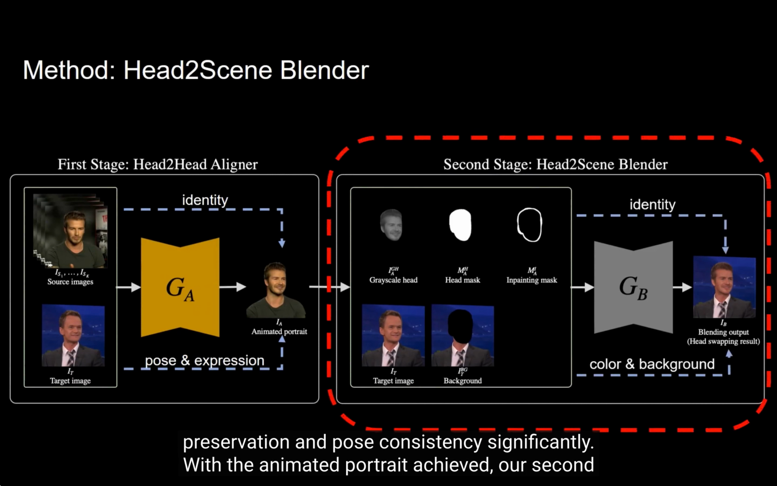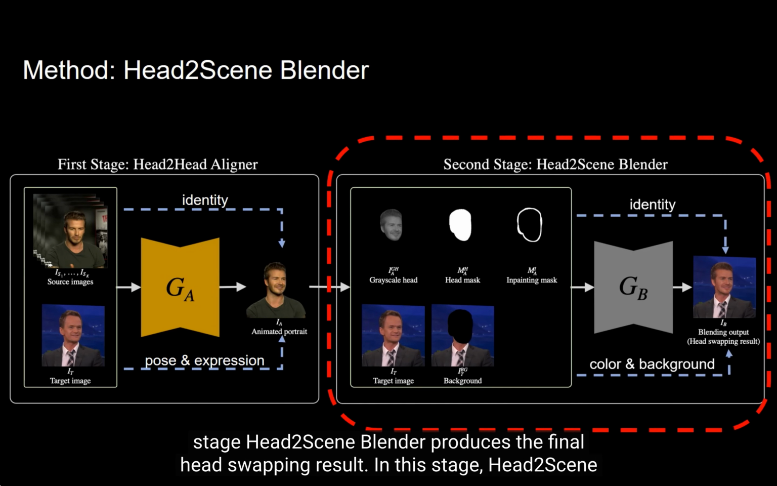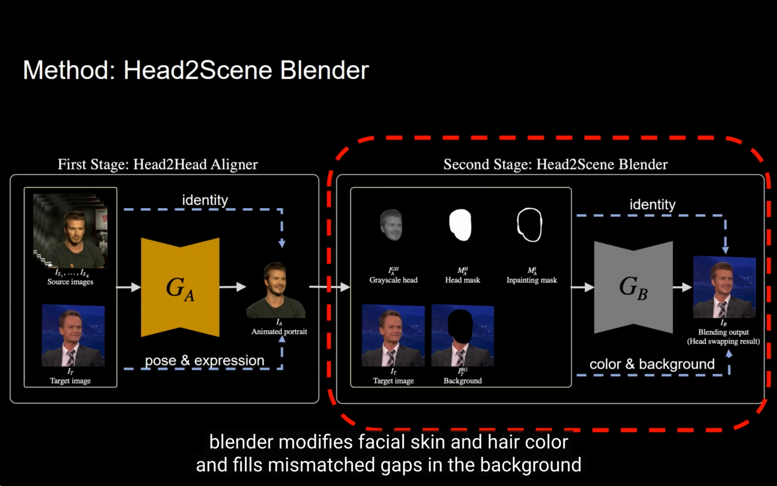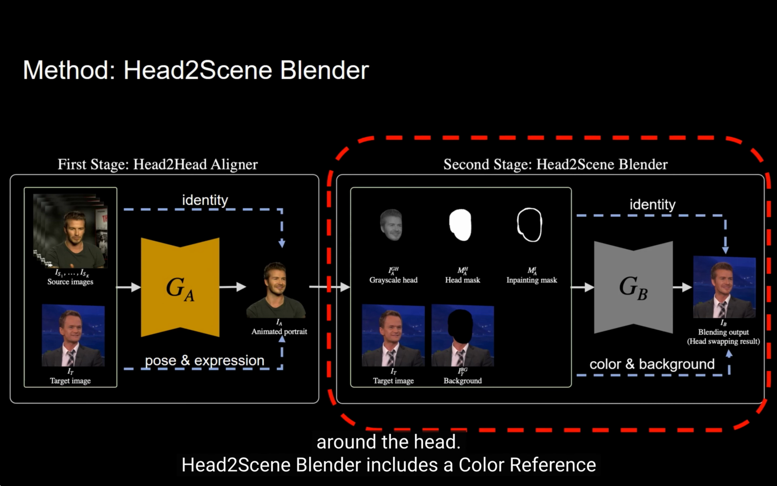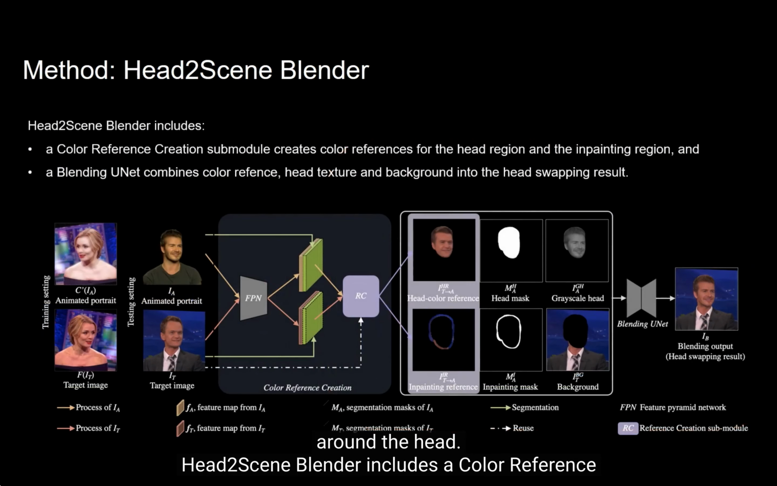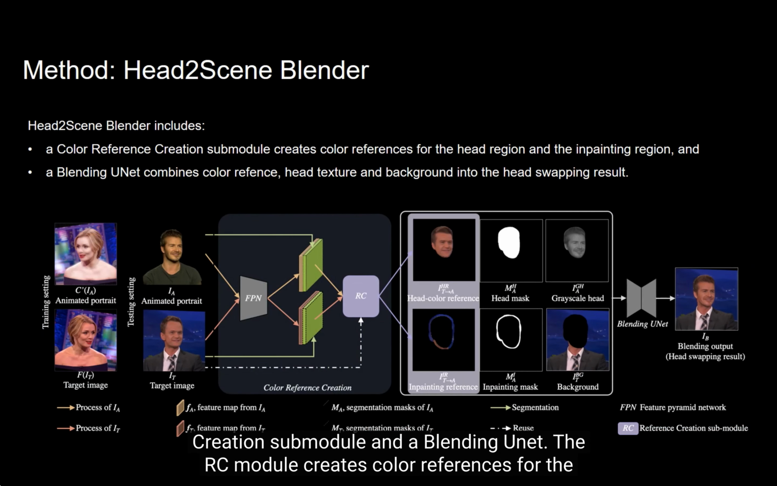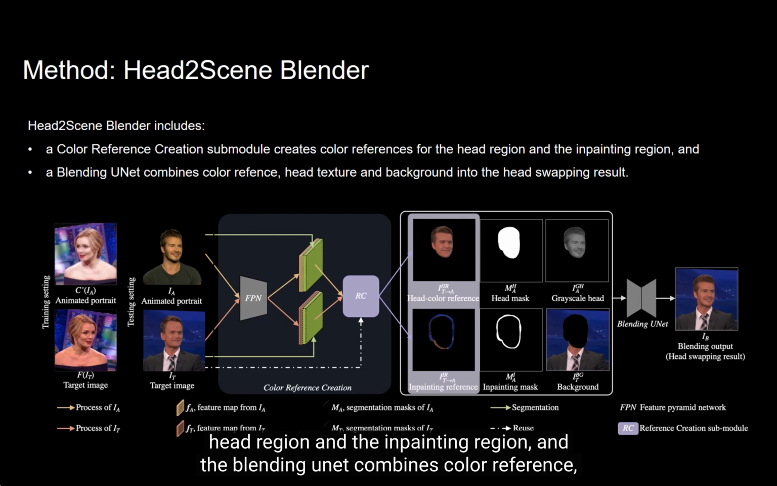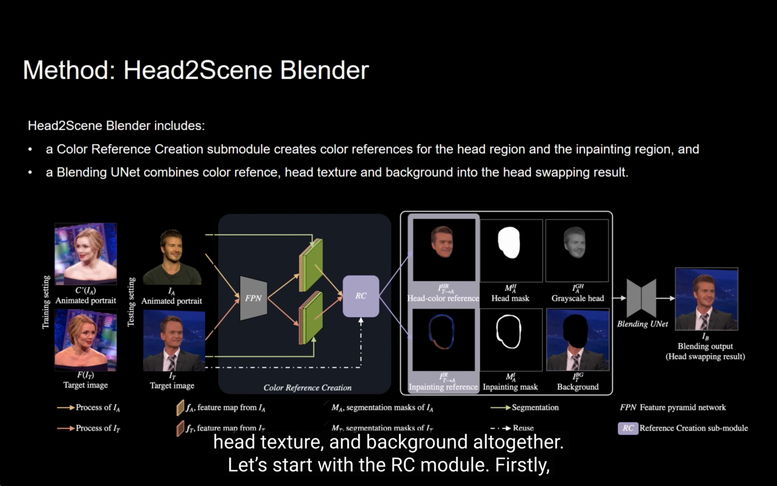With the animated portrait achieved, our second-stage head-to-scene blender produces the final head-swapping result. In this stage, the head-to-scene blender modifies facial skin and hair color and fills mismatched gaps in the background around the head. The head-to-scene blender includes a color reference creation submodule and a blending unit. The RC module creates color references for the head region and the inpainting region, and the blending unit combines color reference, head texture, and background all together.